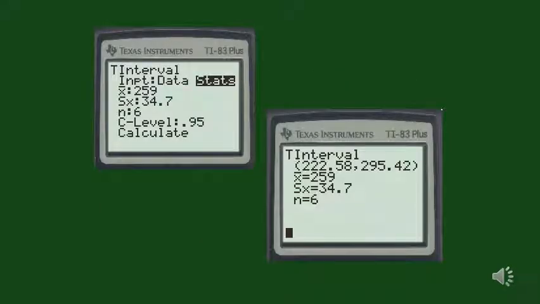Again, you can see all the stuff you have to enter over on the left. The point estimate is going to be 259, the calories we had in our sample. And the interval estimate means it would have to be between 222.58 and 295.42.